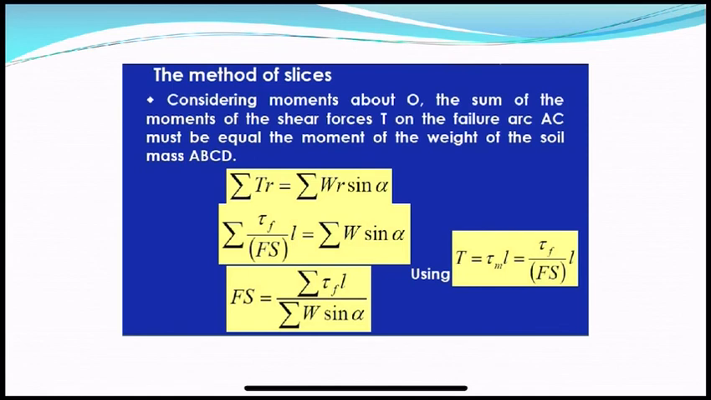In the case of a cohesionless soil slope, c dash is 0, so the first term cancels, and we get factor of safety equal to tan phi dash into sigma N dash divided by sigma W sin alpha. This can be used for both undrained, the short term stability, as well as for the long term stability, by substituting the relevant strength parameters.